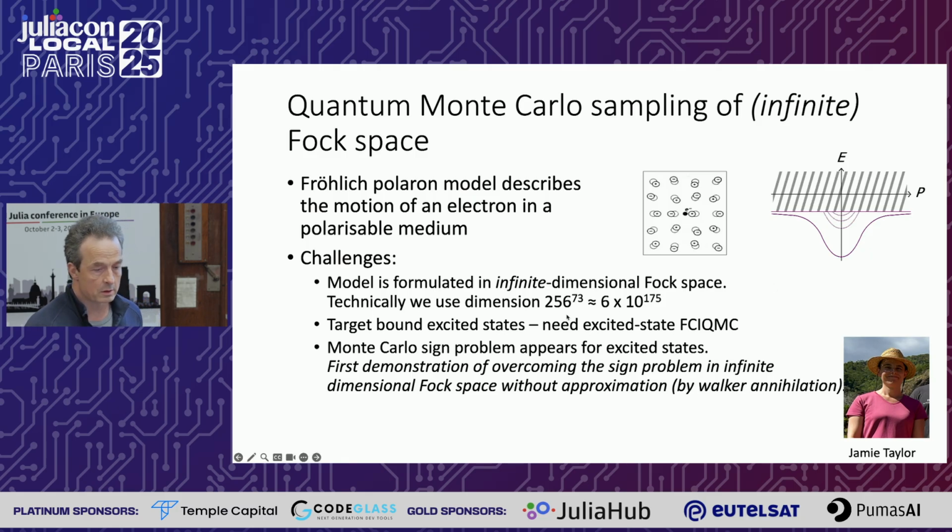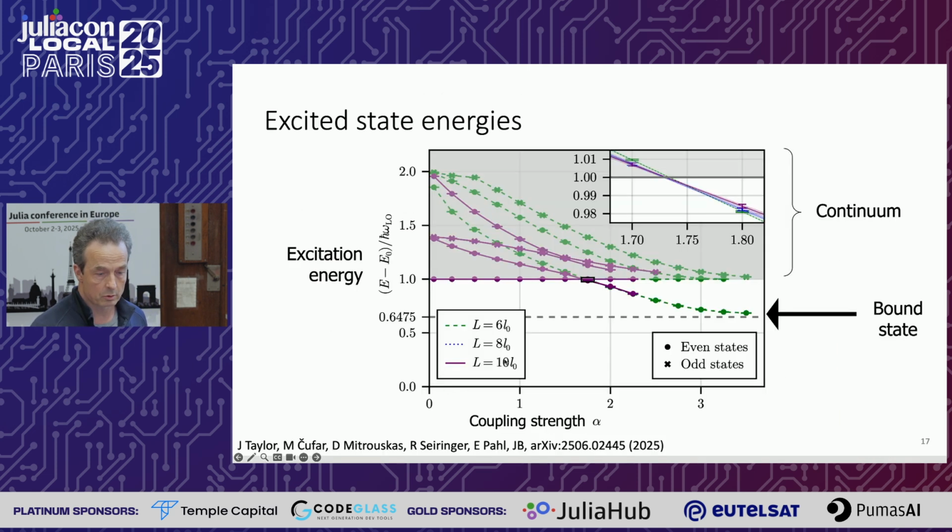Now, because the model is formulated in an infinite dimensional Fock space, the dimension technically here is huge, so you couldn't represent it. We have to target bound states, and there's a Monte Carlo sign problem that we're able to overcome, and here's a result. The publication is on arXiv, so we see here the continuum being pierced by this bound excited state, which appears at a fairly moderate value of this dimensionless coupling strength.